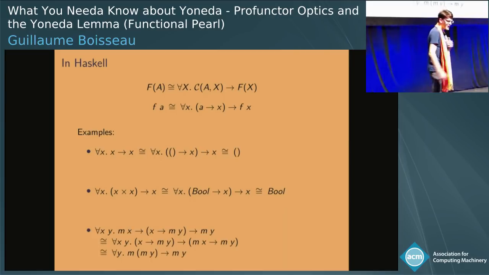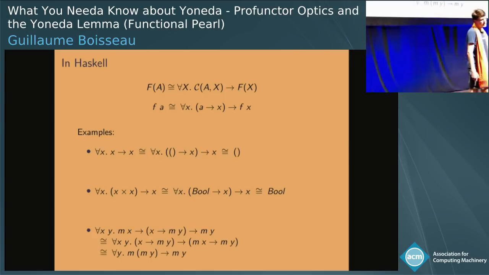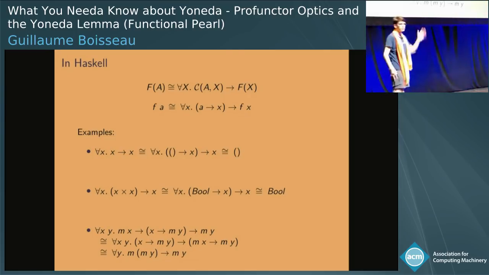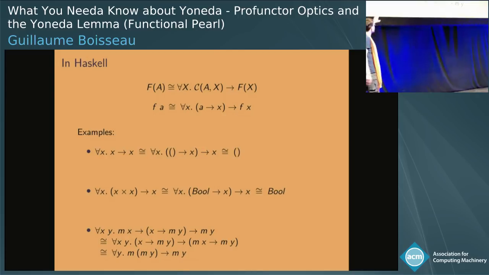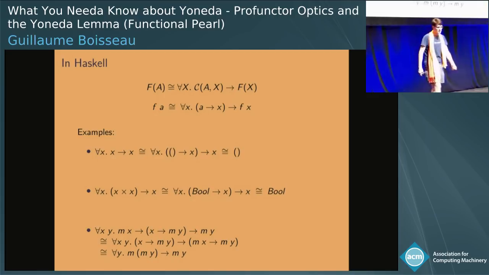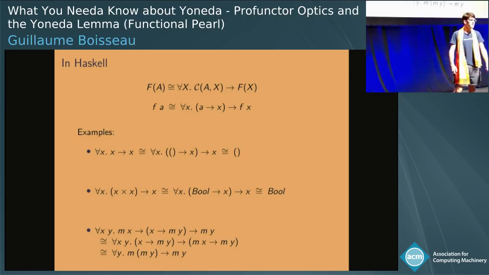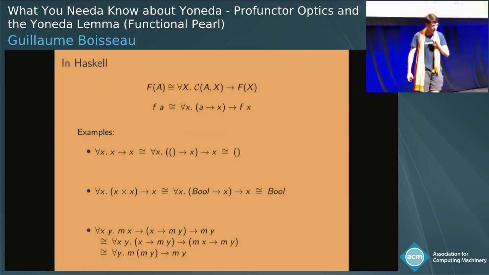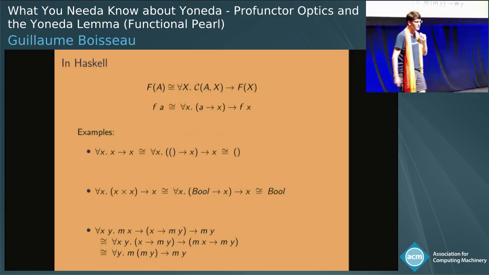A slightly more intricate example is if you know about monads and you look at the type of bind. To define a monad, for those who don't know, you define two maps, the second of which has this big type over there. And if I manipulate this type a bit using the Yoneda lemma, it turns out it's equal to the second type. Those of you who know about monads will recognize that the first is the type of bind, and the second is the type of join.